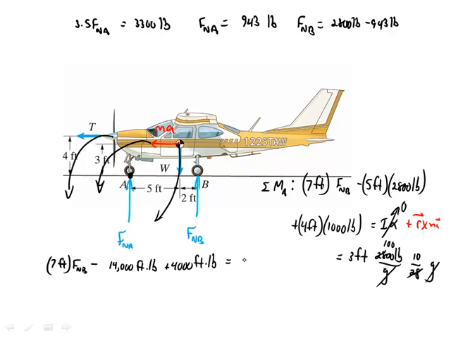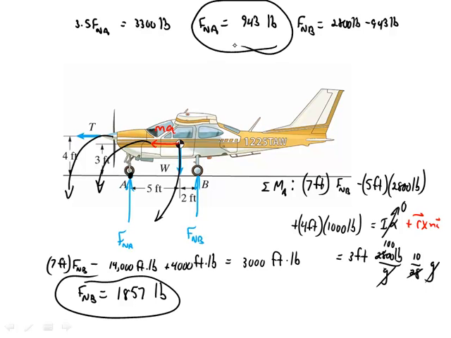So that's 1,000 pounds, so that's 3,000 foot-pounds. And so if I solve this for FNB, I get 1,857 pounds. And if I add this to the FNA I saw earlier, that gives me 2,800 pounds. So I get the same answer no matter how I slice it.